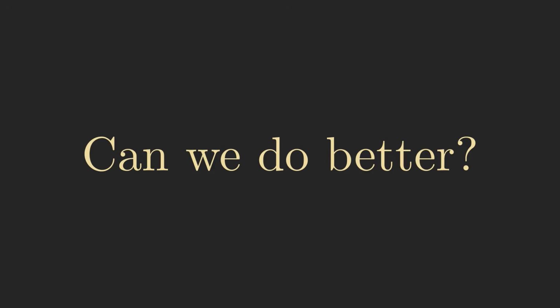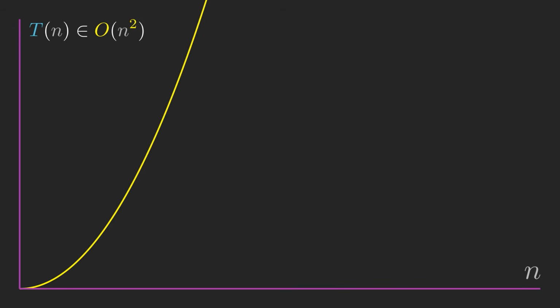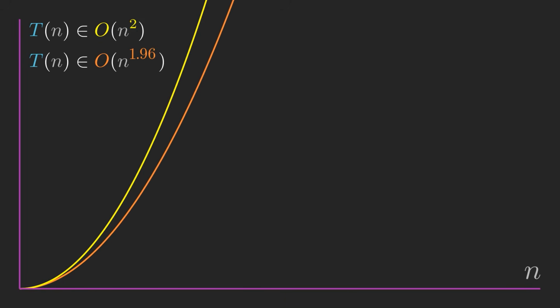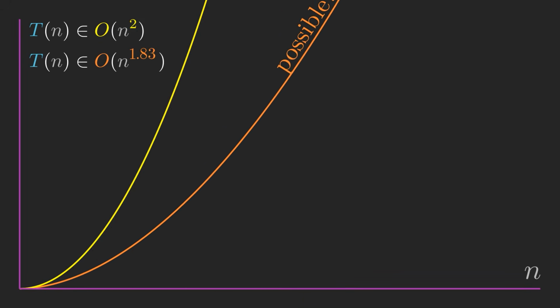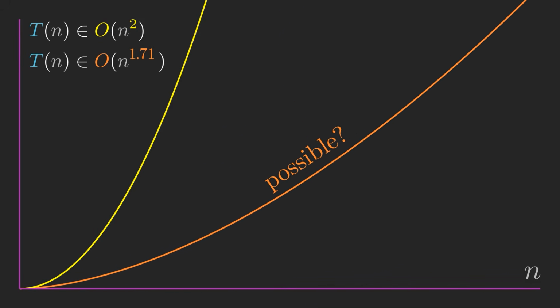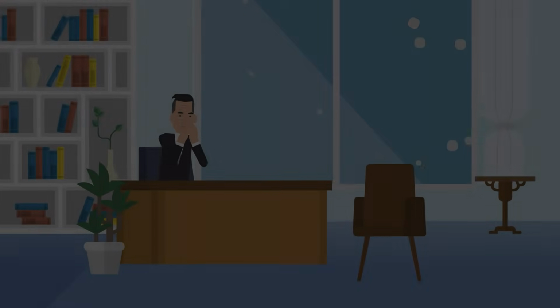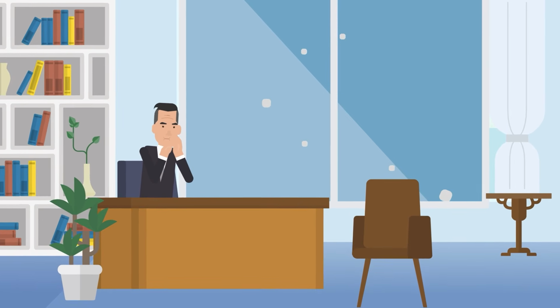In algorithm design, it's always a potent question to ask, can we do better? Is it possible to multiply two n-digit numbers with a better time complexity than O of n squared? One of the world's most accomplished mathematicians, Andrei Kolmogorov, thought the answer was no.